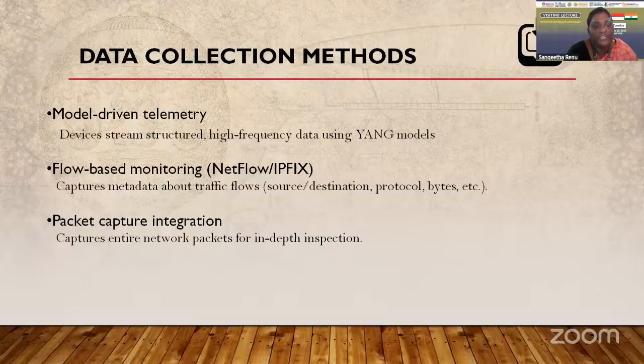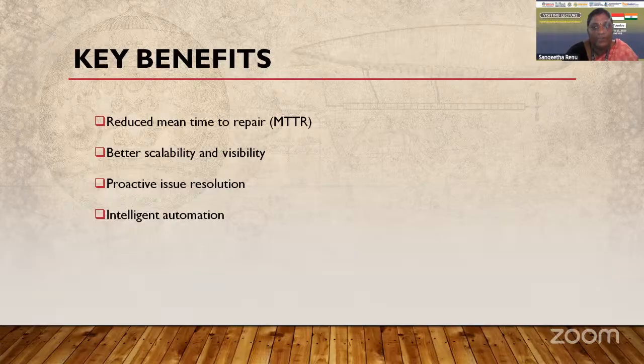Key benefits. Key benefits are reduced mean time to repair, better scalability and visibility, proactive issue resolution, and intelligent automation. Reduced MTTR means that instead of hours or days, problems can be addressed in seconds or minutes. Less downtime, improved user experience, and higher operational efficiency. Next, proactive problem management follows on better scalability and visibility. Continuous monitoring helps identify issues before they become critical.